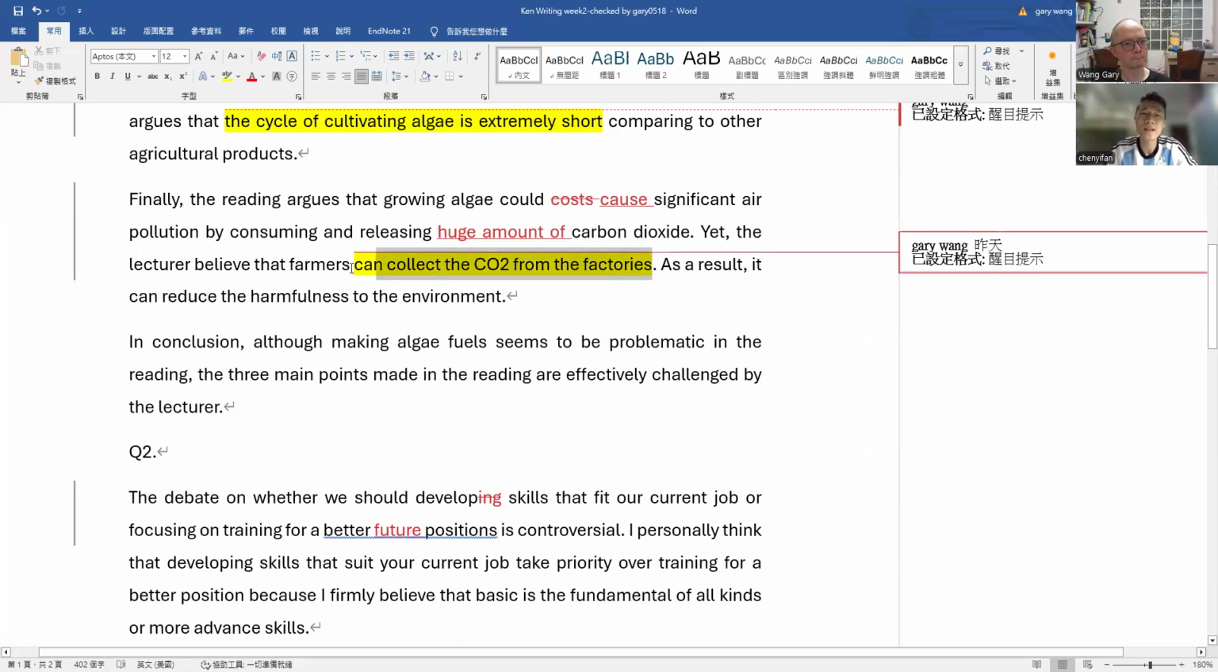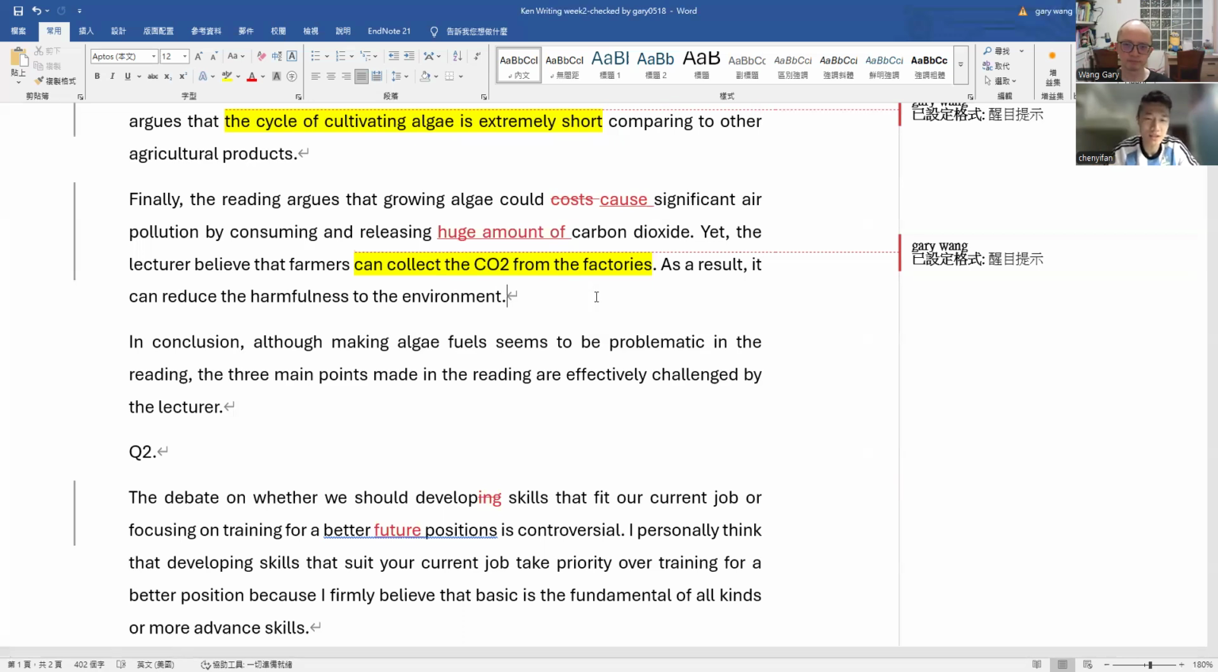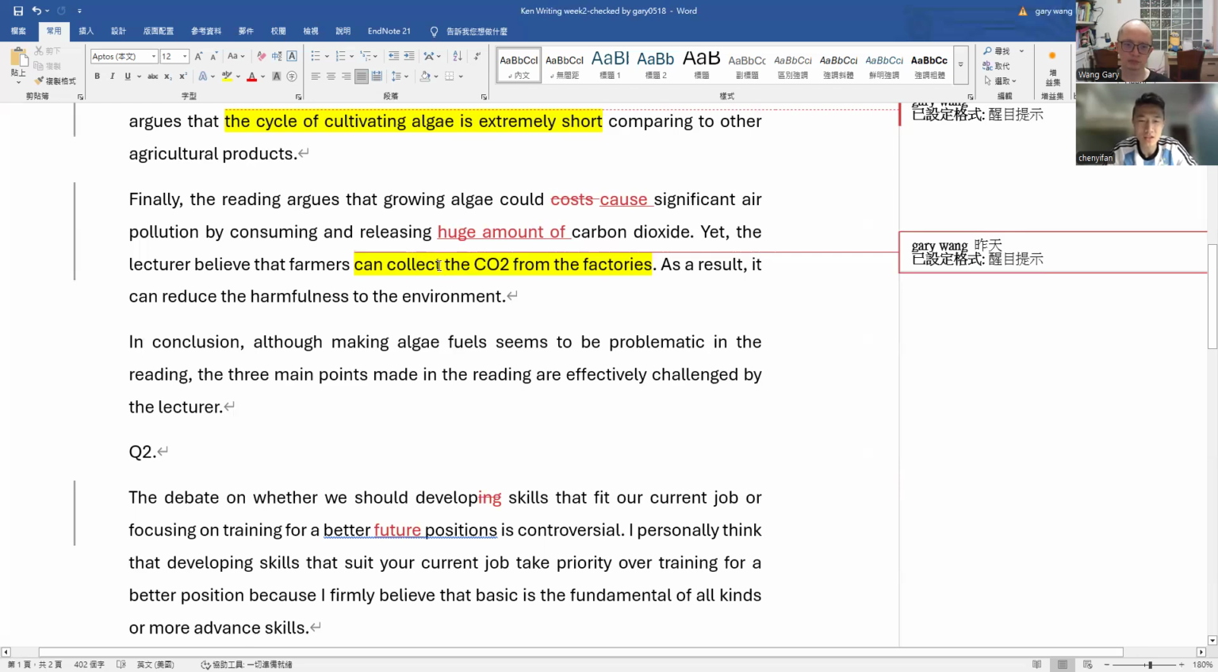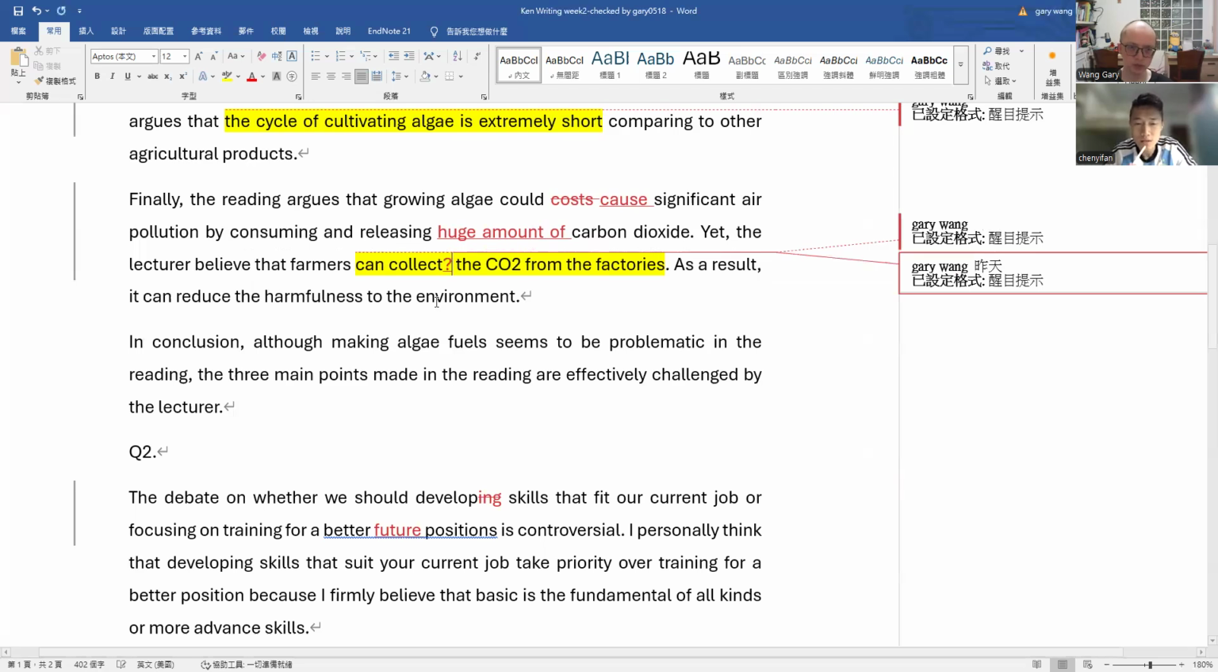You can use the CO2 from when other factories release CO2 and recycle it. But for my question, it is "collect." What do you mean by collect?